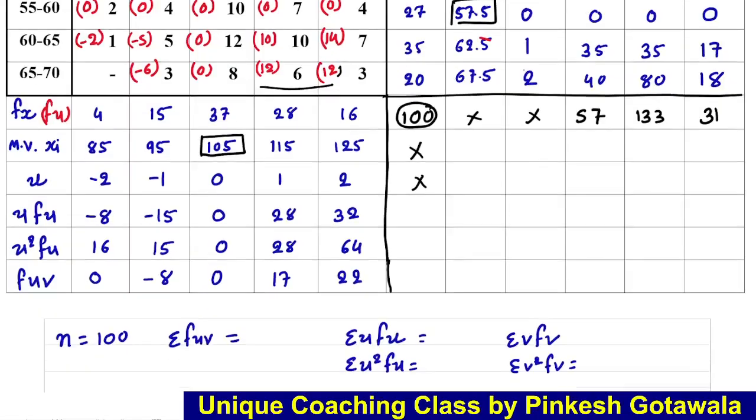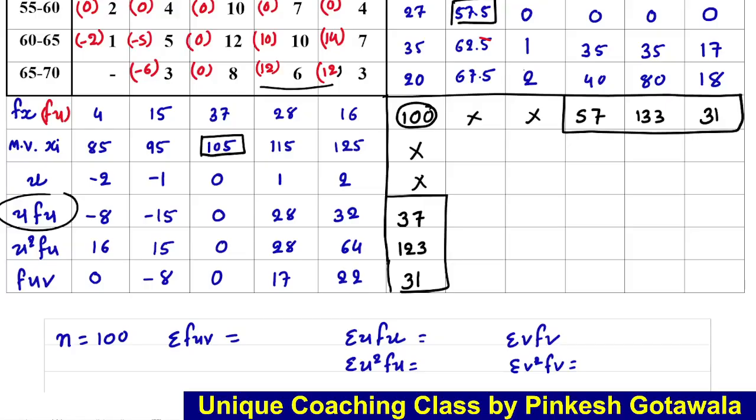Okay, now this side, UFU 28, 32 and minus 8, minus 15, 37, 16, 25, 28, 64, 123 and 70, 22, minus 8, 31. Okay, so you have to just total of last 3 columns and last 3 rows, and last point, the total of this FUV both side would be same.